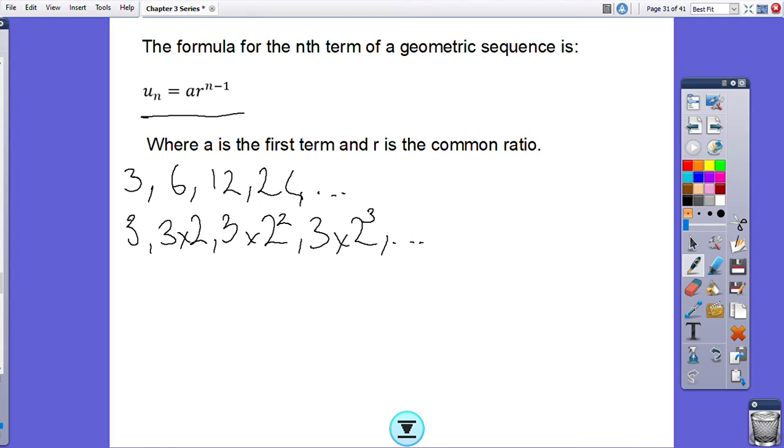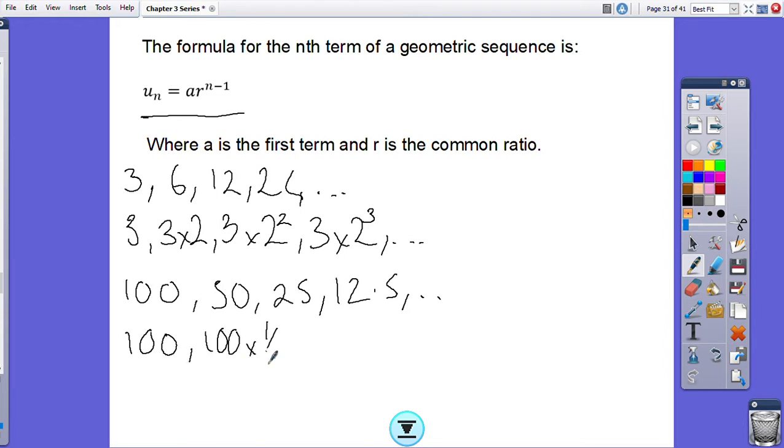Or if you had, say, the one where we had it going down, you had 100, 50, 25, 12 and a half. Well, that would be like having 100 times a half, 100 times a half squared, 100 times a half cubed. So we can see how the formula works with some numerical examples. Let's have a look now at how we can apply this nth term formula for an example.